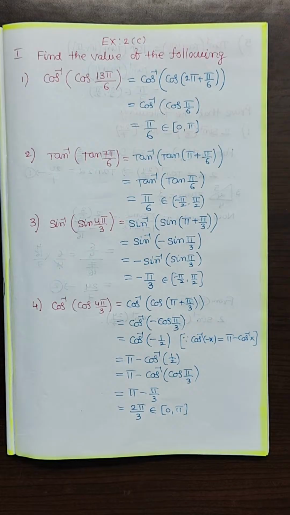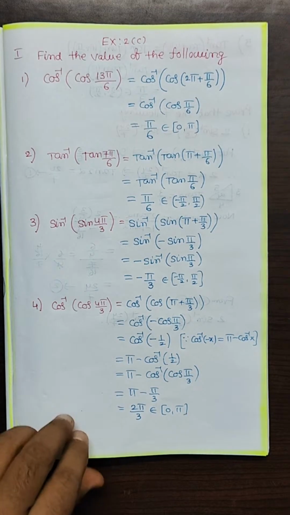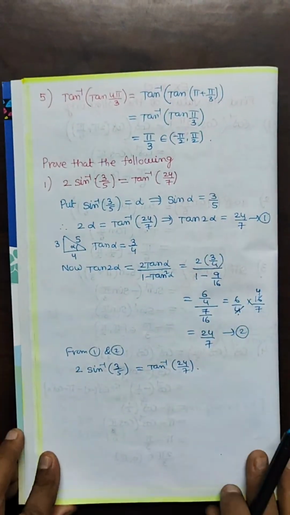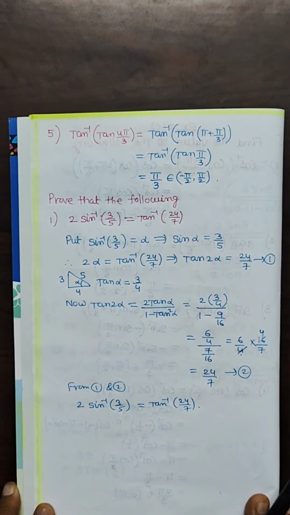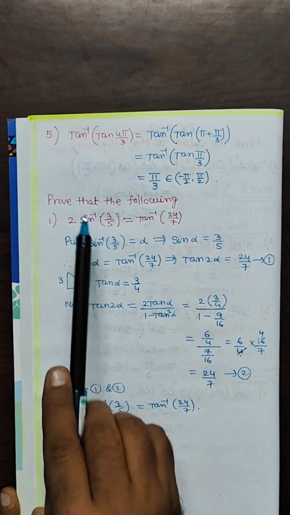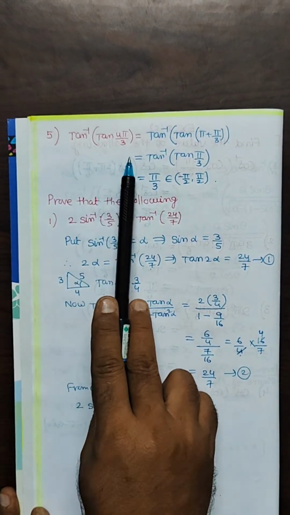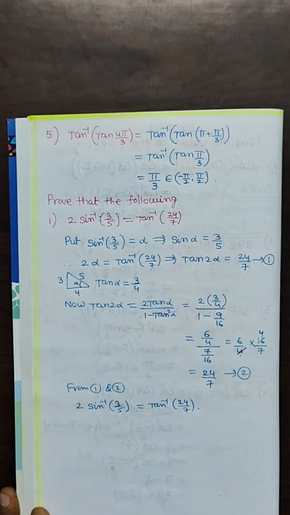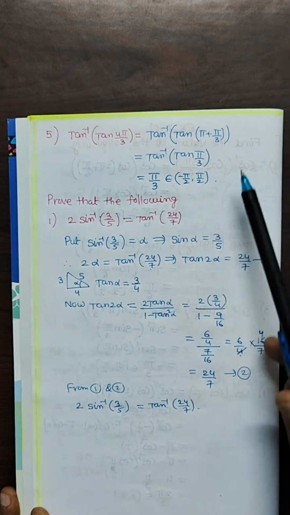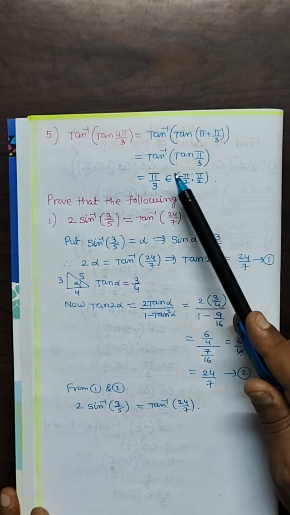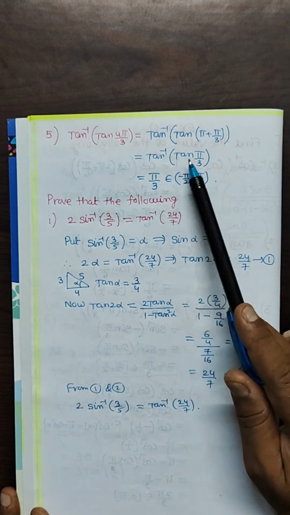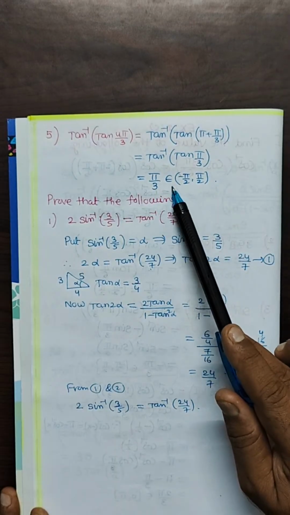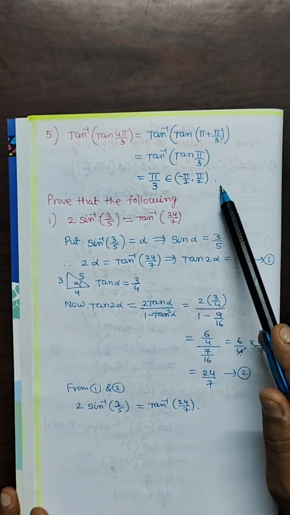Okay dear students, we will move to the next question. Question number 5, tan inverse of tan of 4 pi by 3. So tan inverse of tan of pi plus pi by 3. Tan of pi plus theta is tan theta. So tan inverse of tan pi by 3 is pi by 3. That belongs to open minus pi by 2 to plus pi by 2.